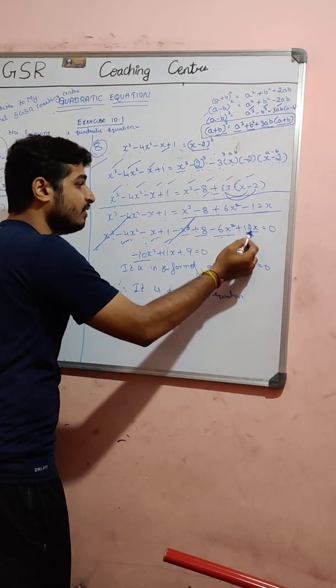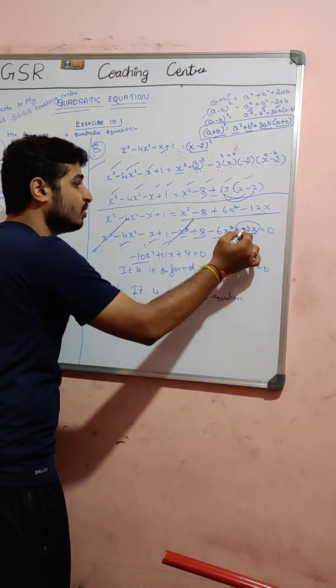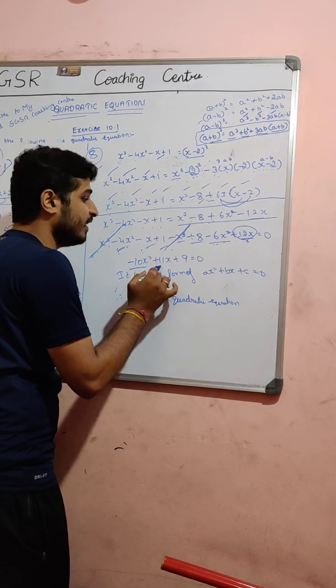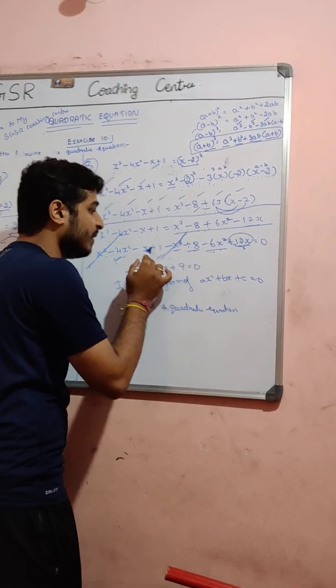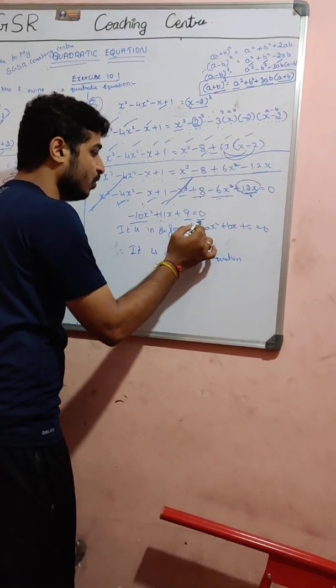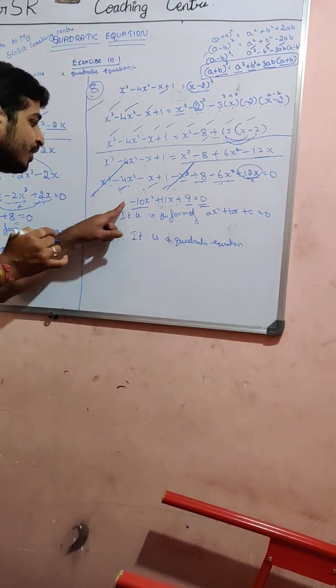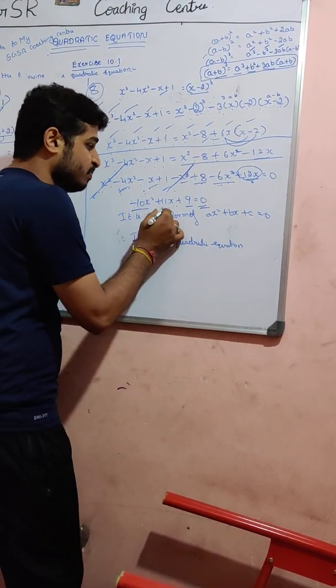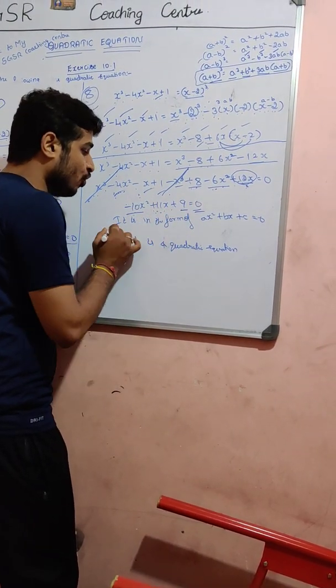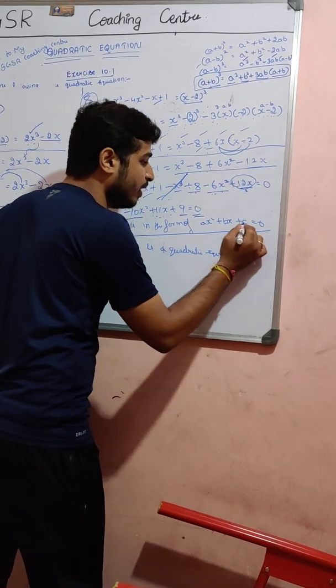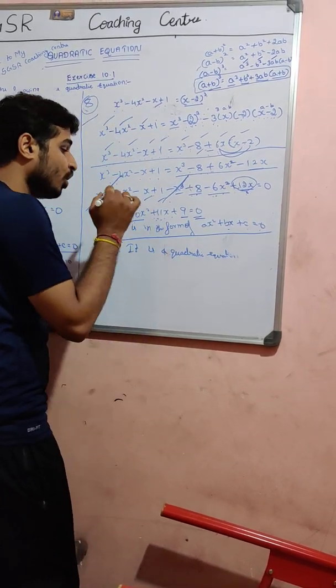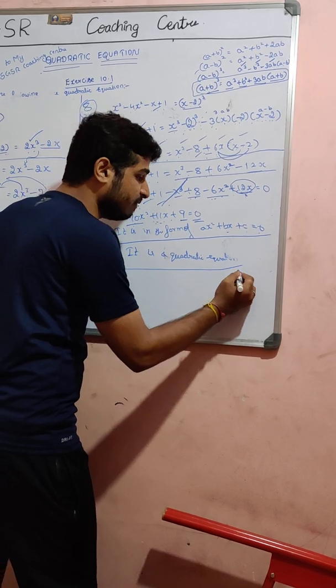So greater number is 12, so that sign we should put. So 11x plus, so 8 plus 1, it becomes 9 is equal to 0. It is in the form of ax square plus bx plus c. Therefore, it is a quadratic equation.